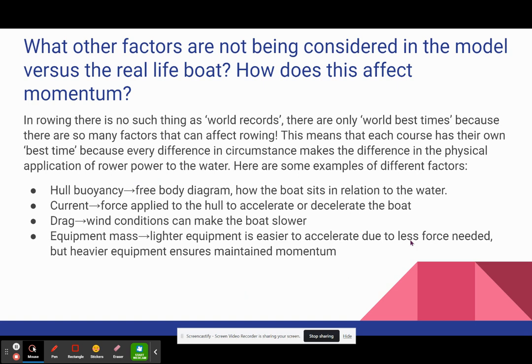Finally, what other factors are not being considered in the model versus the real-life boat, and how does this affect momentum? In rowing, there's no such thing as world records. There are only world best times because there are so many factors that can affect rowing, which means that each course has its own best time because every difference in circumstance makes a difference in the physical application of rower power to the water. So here are some different examples.